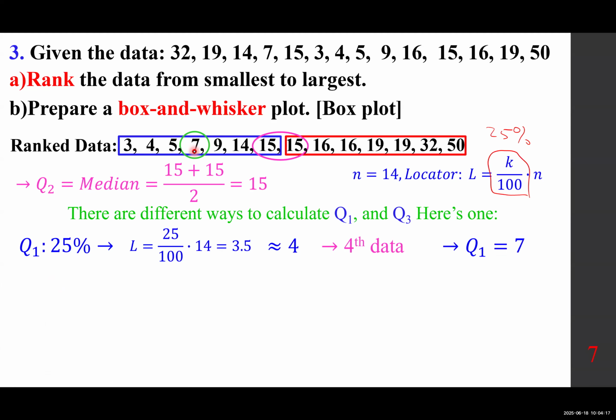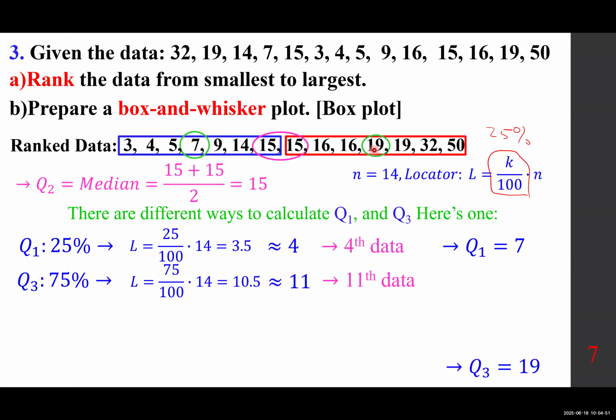Q1 becomes 7. We do exactly the same thing for Q sub 3, which is 75. So again, either put 75% or 75 over 100. It makes no difference. It means the same thing. It gives you 10.5, rounded up to 11. So that means the 11th piece of data: 7, 8, 9, 10, 11. So Q sub 3 is 19.